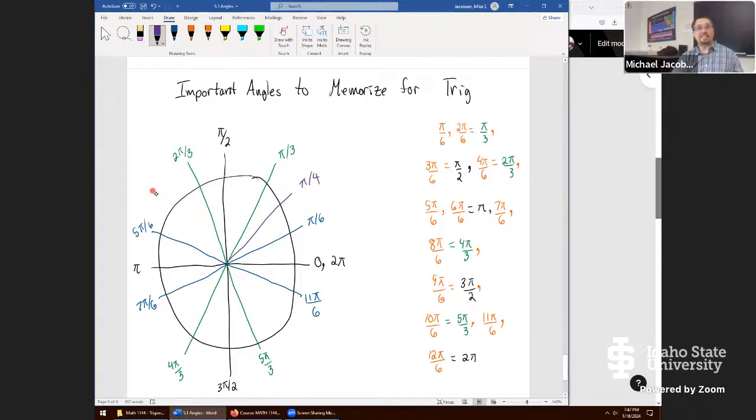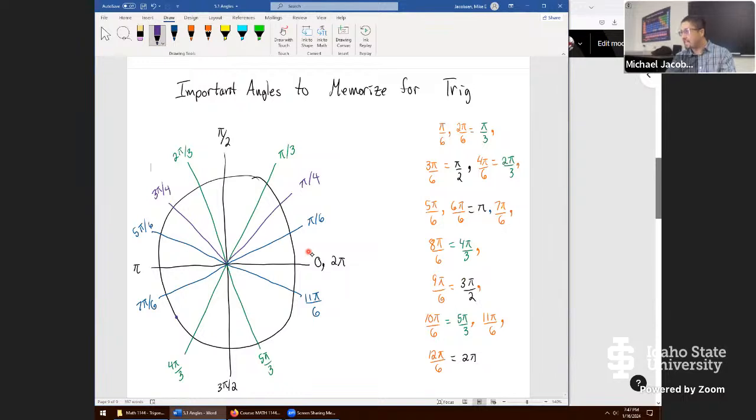The pi over 4s are nice because they go right in the middle of every one of the quadrants, and you're literally just counting them out. This one is going to be 3 pi over 4. They go by odds. So pi over 4 to 3 pi over 4. Add 45 degrees to that, you're here. 4 pi over 4, reducing to pi. At 45 degrees, you're here, and that one's 5 pi over 4.